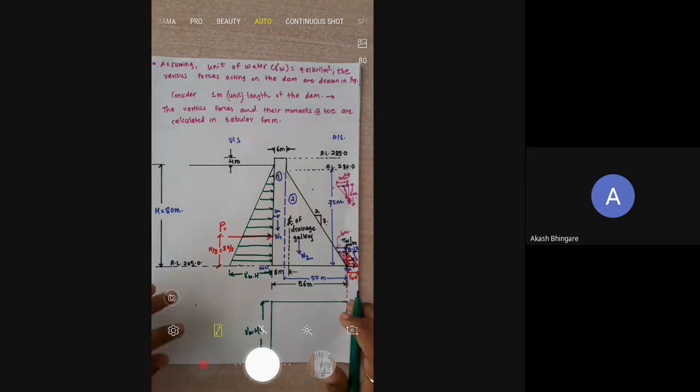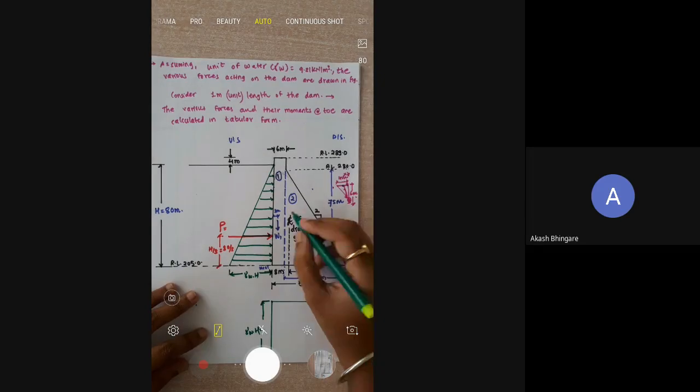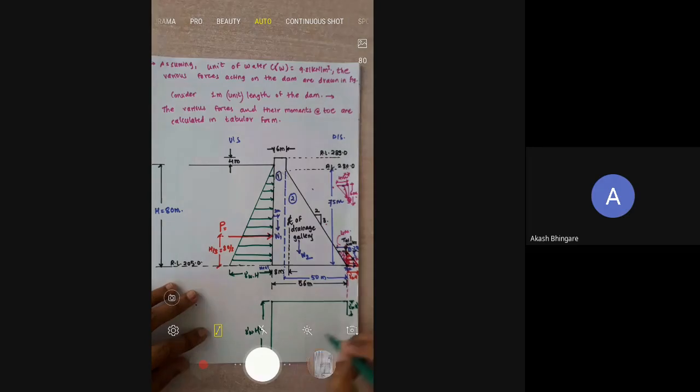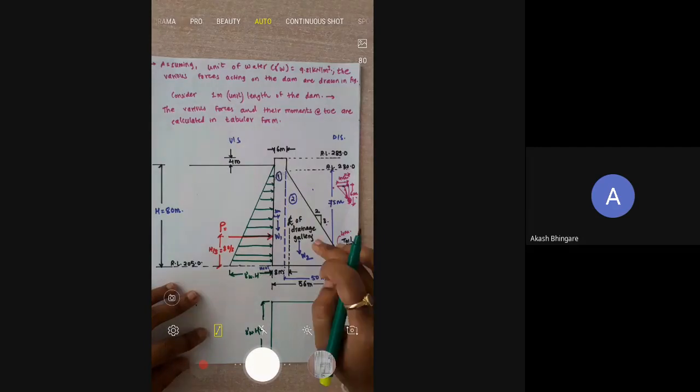Now, if this drainage gallery is not provided, in that case, we would have joined this by a straight line. That was the usual case given by USBR. If no drainage gallery is there, gamma W into H and gamma W into H dash, join these two by a straight line, that will be the uplift pressure distribution diagram. Now, what is the case for drainage gallery provided?